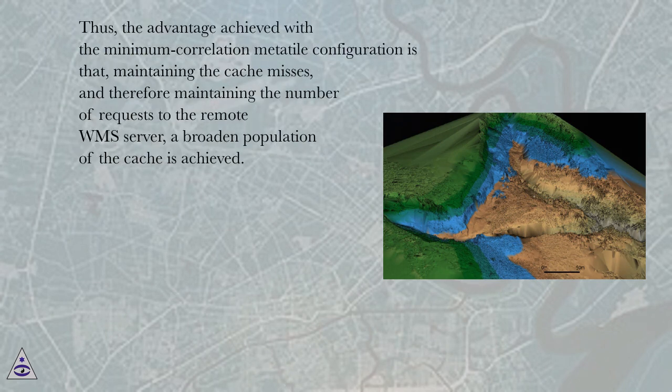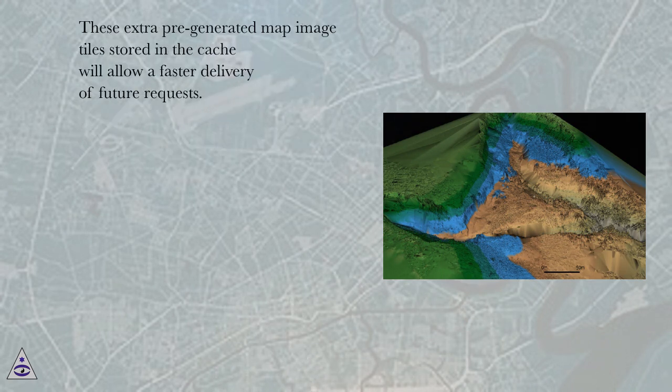Thus, the advantage achieved with the minimum correlation metatile configuration is that, maintaining the cache misses, and therefore maintaining the number of requests to the remote WMS server, a broadened population of the cache is achieved. These extra pre-generated map image tiles stored in the cache will allow a faster delivery of future requests.